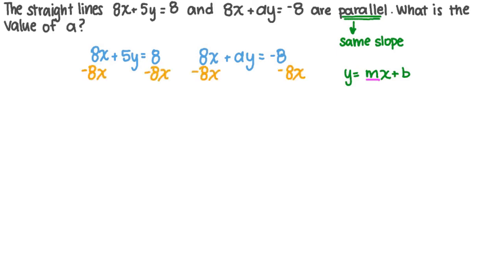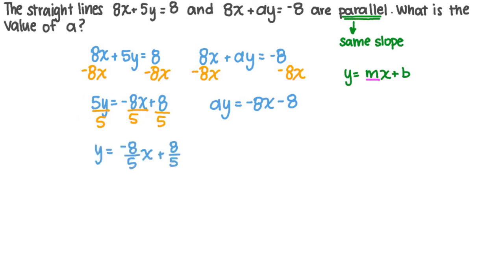Since both equations have 8x on the left, we'll subtract 8x from both sides of both equations. On the left, we would have 5y equals negative 8x plus 8. And on the right, ay equals negative 8x minus 8. We need to get y by itself for slope-intercept form, so we can divide through by 5. And the equation on the left in slope-intercept form will be y equals negative 8/5 x plus 8/5. On the right, we need to do something similar. To get y by itself, we'll divide through by a, and our second equation will be y equals negative 8 over a x minus 8 over a.